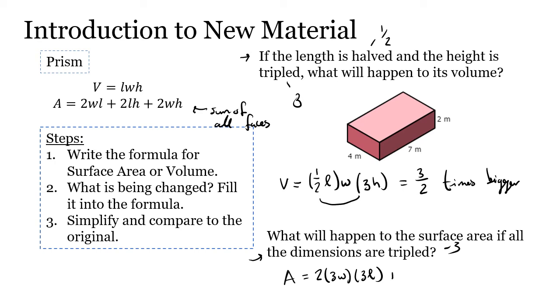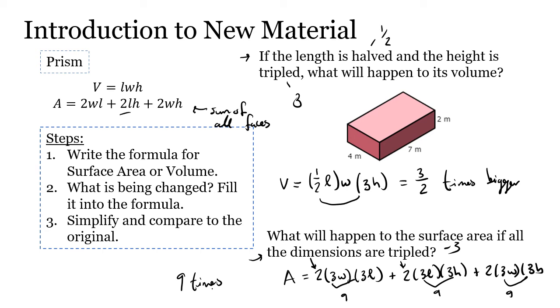So each of the faces, the dimensions are now 3 times bigger. So let me write this out here. Okay, now if I simplify this, each of these things is going to give me 9. 3 times 3 is 9, 3 times 3 is 9, and 3 times 3 is 9. So as it turns out, it's going to be 9 times bigger. Now you're probably wondering, what about this 2 here? Actually, I'm not going to worry about it because the 2 is in the original formula and I'm comparing. Remember that. So it's 9 times bigger, the surface area.